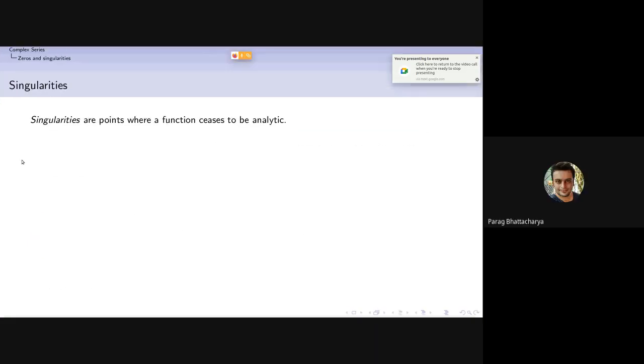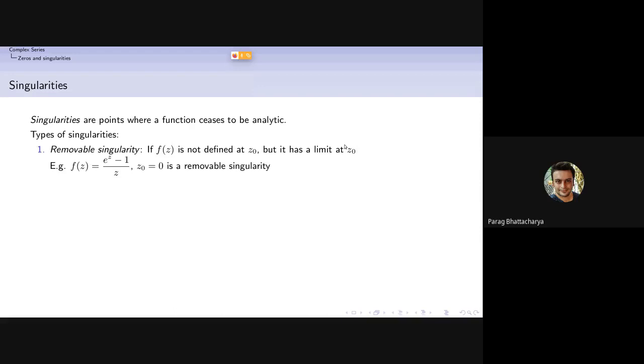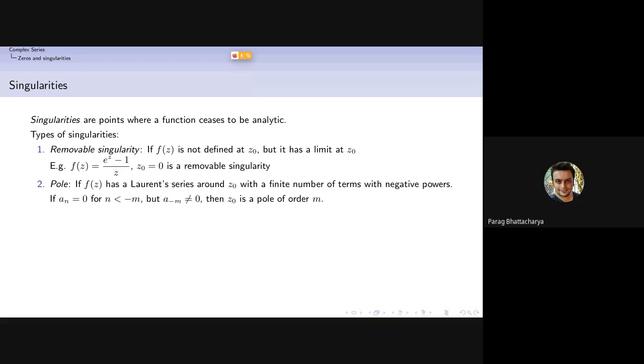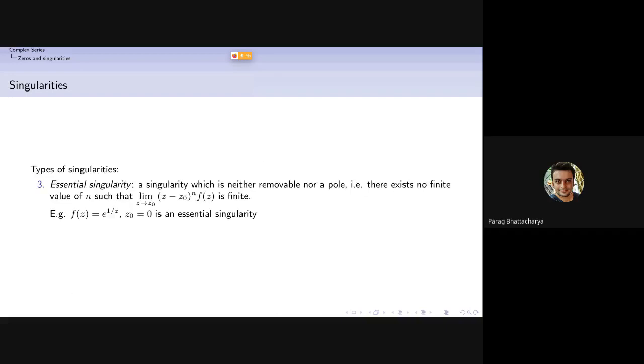So in the previous class, we were talking about zeros and singularities. The singularities are those points where the function ceases to be analytic. Okay. So types of singularities. I talked about removable singularity. Then I talked about pole. So pole is whenever the Laurent series has a finite number of negative terms. And finally, we had essential singularities, those singularities which are neither removable nor a pole.